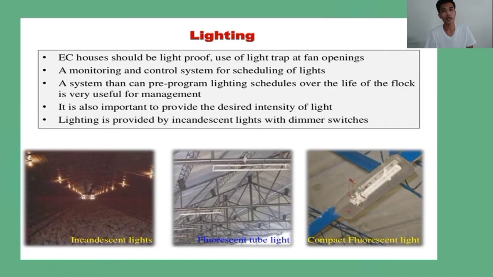There are three types of lighting: first is the incandescent lights, then the fluorescent tube lights, and the compact fluorescent light. Lighting is also important because the more luminous the place, the more encouraging it is for the chickens to eat, and the higher the production rate.